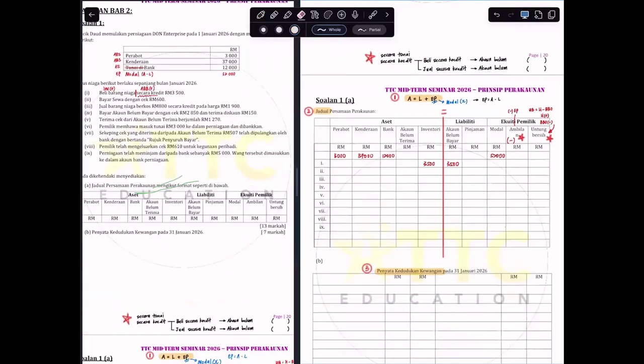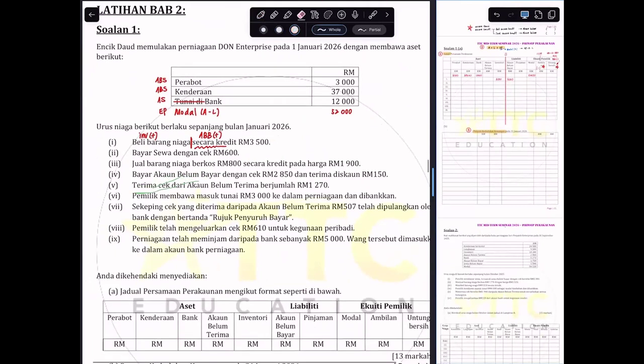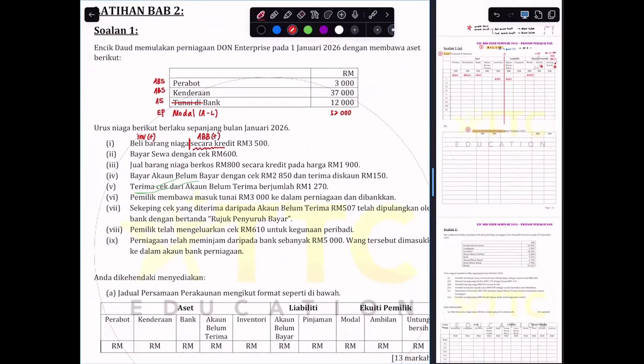Okay, then the same. Continue to the next one. Bayar sewa. Okay, stop here first. Sewa means rental fee. Whenever you are paying, what is the classification? You are paying, you are spending, you are giving. As long as we see this term, what's the classification? Yes, belanja.